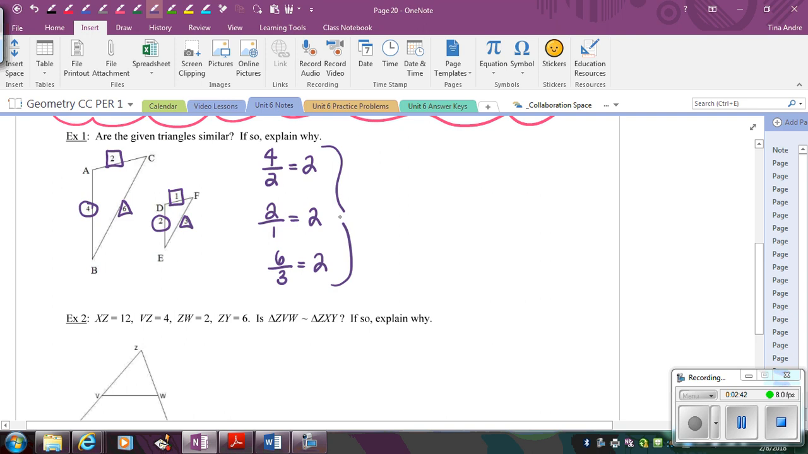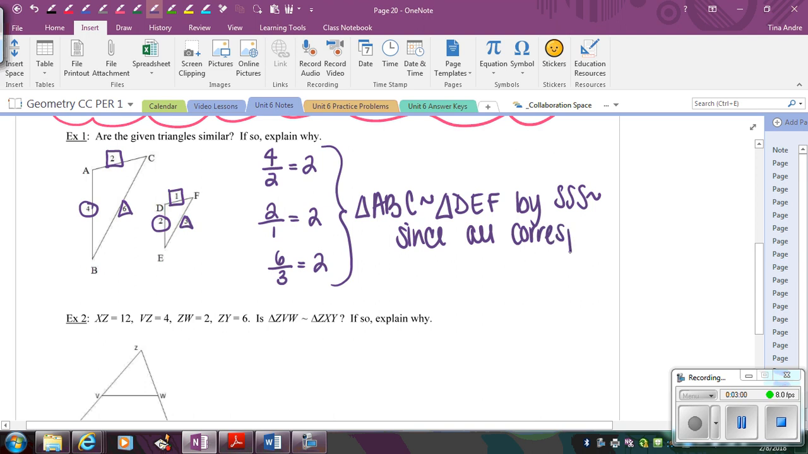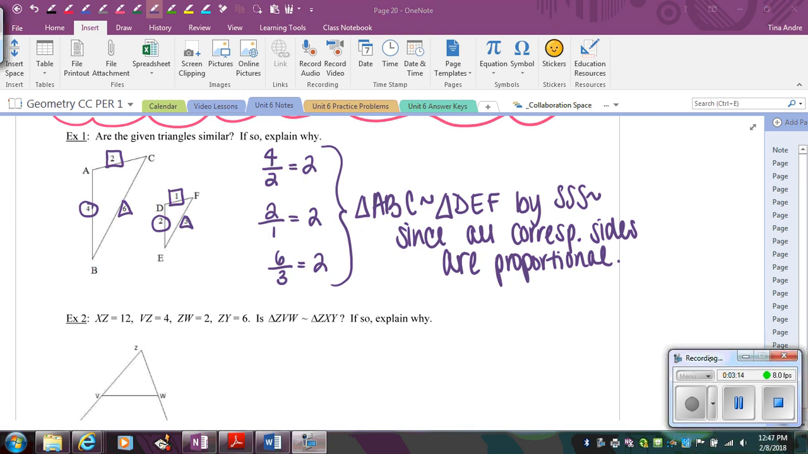So what this means is triangle ABC is similar to triangle DEF by side side side similarity, since all corresponding sides are proportional. And I know that the corresponding sides are proportional because they're in the same ratio. So that's what that means.